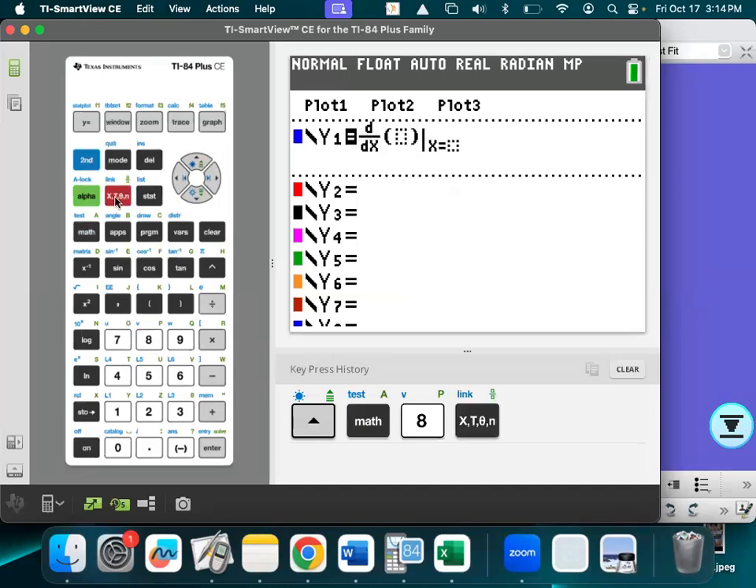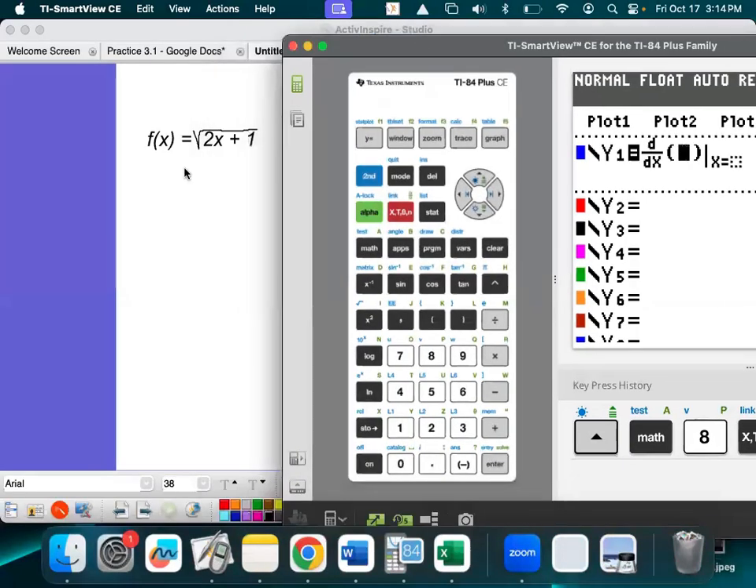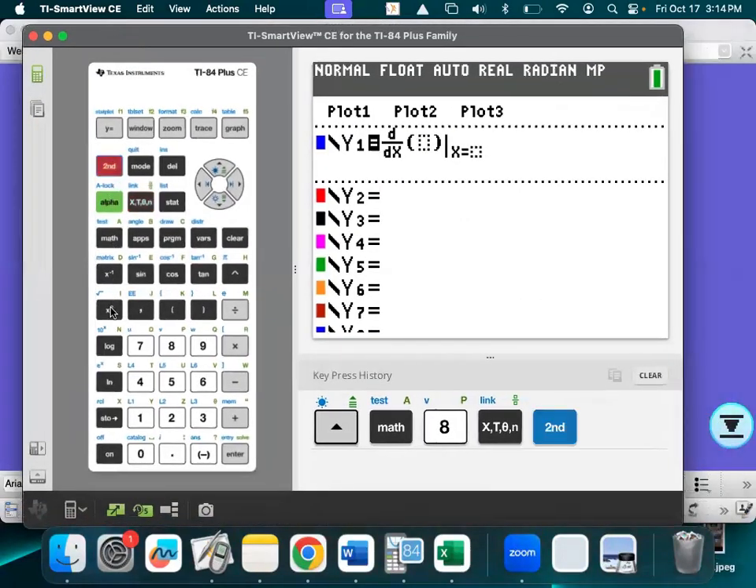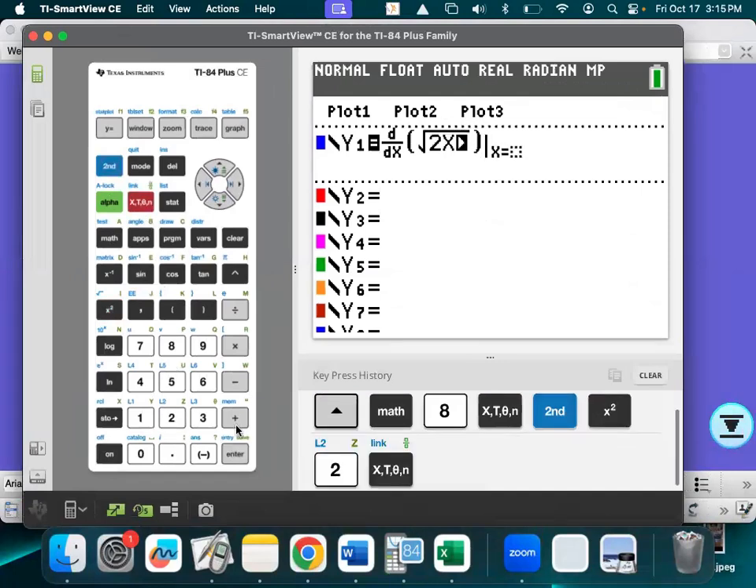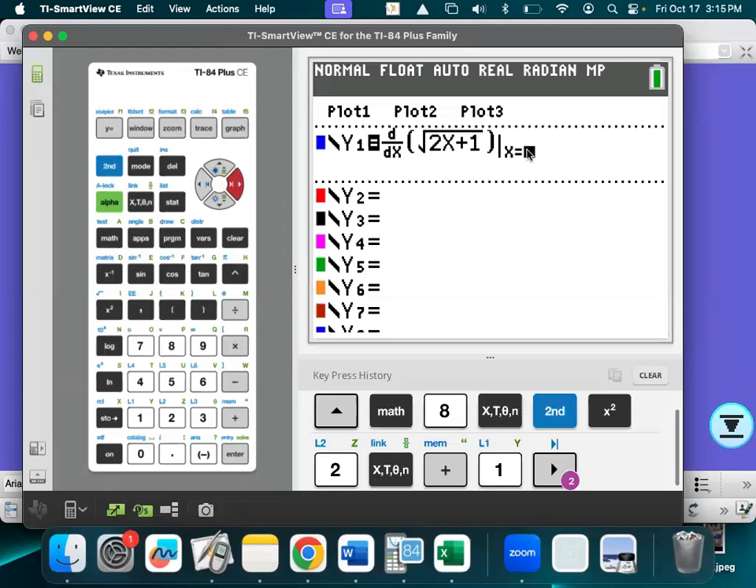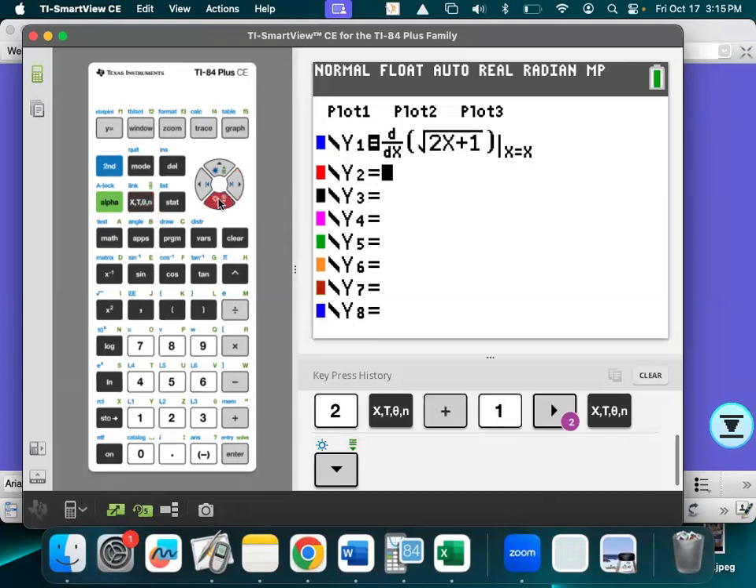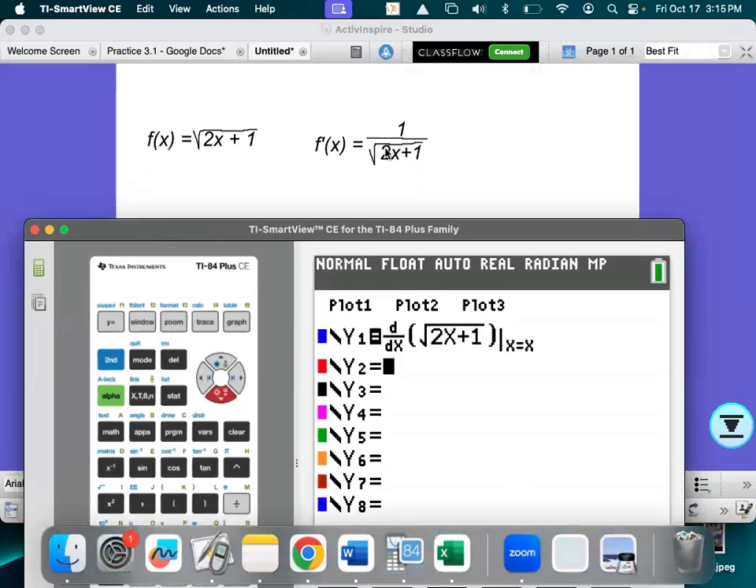So click your variable button. Here we are going to write the function that we're taking the derivative of. That would be the square root of 2x plus 1. Then here, because we want x to stay in our function, we just say x equals x. In y2, we are going to type the function that we think the derivative is. The 1 over the square root of 2x plus 1.